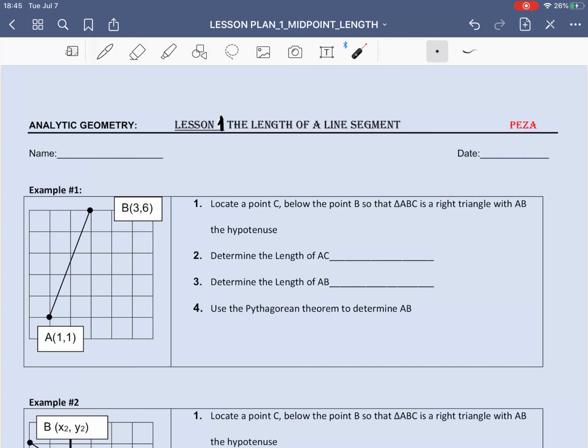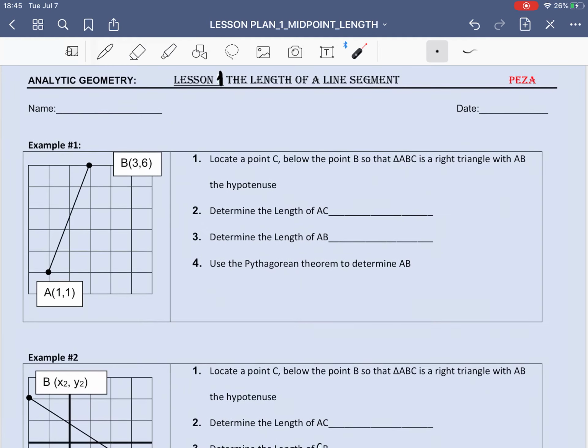And along with the other formulas that we've learned in grade 9, such as midpoint of a line segment or parallel and perpendicular lines, we're going to discover some very cool features and properties of geometric shapes such as triangles and quadrilaterals, and maybe some very interesting geometry theorems as well. So let's start with the length of a line segment.